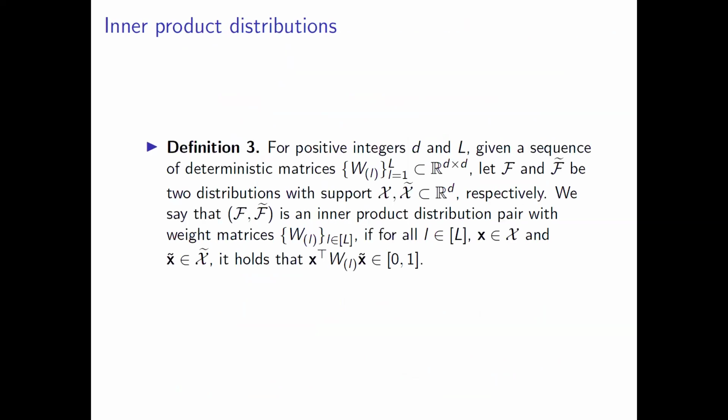Okay, so here I need to introduce some notation. For a positive integer D and L, D is going to represent the dimension of the latent positions, and L is the number of layers.